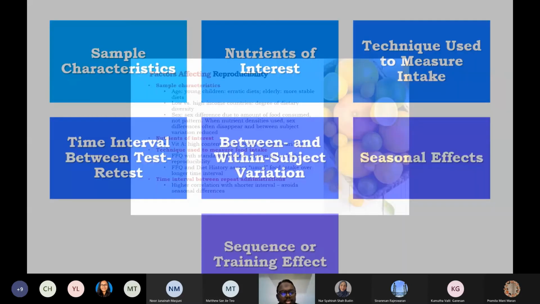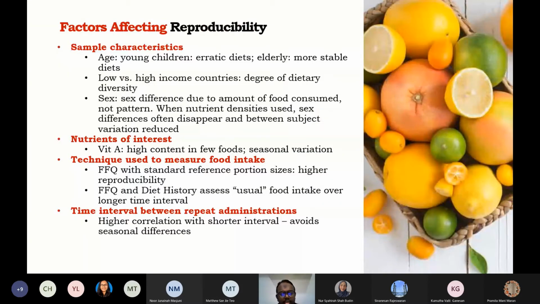So the first one is sample characteristics. In terms of age, young children or even us adults have erratic diet. We tend to change our diet frequently depending on the availability of foods at home or around us. We have different meal times on different days. We choose different foods. But for elderly, they are always more stable in terms of their diet, because they only eat certain types of food.